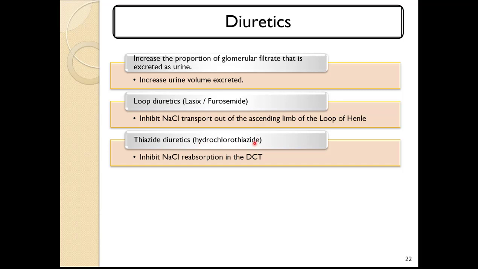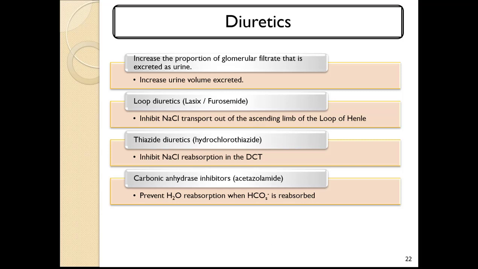Thiazide diuretics, and here's an example. Thiazide diuretics inhibit sodium chloride reabsorption in the distal convoluted tubule. All right, so you can imagine that these are probably going to be offsetting or inhibiting the effects of aldosterone, right? Because really it's the sodium that we're concerned with here. The chloride will just follow the sodium.